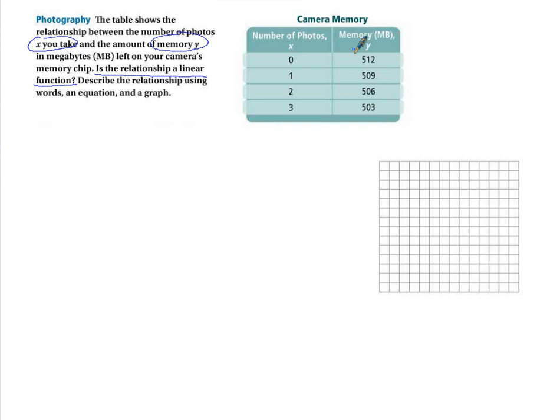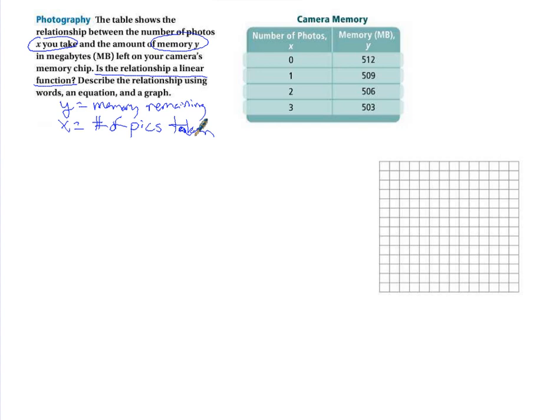It's the memory remaining on your phone. So I'm going to actually write that down. Y equals memory remaining. And X equals what? The number of pictures, so pics, taken. You do want to write down your variables just so that you know what they are, okay?